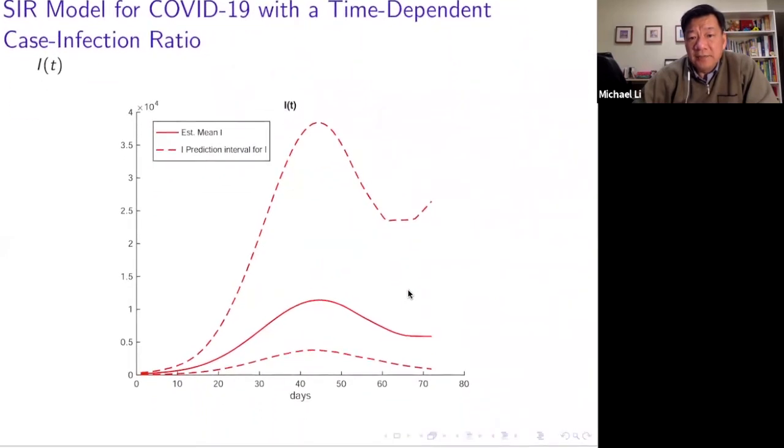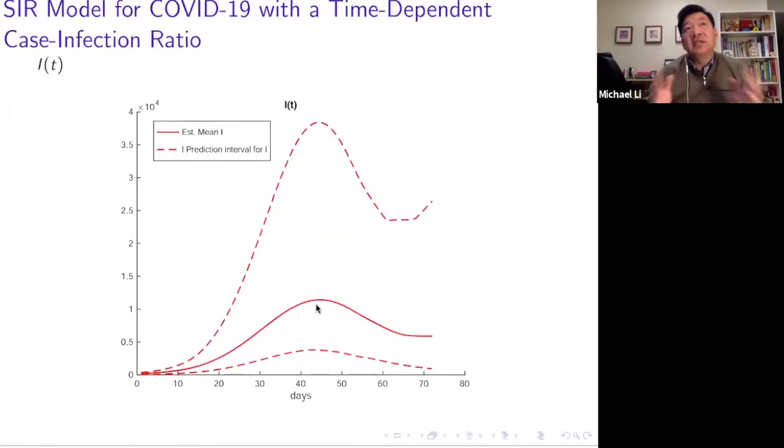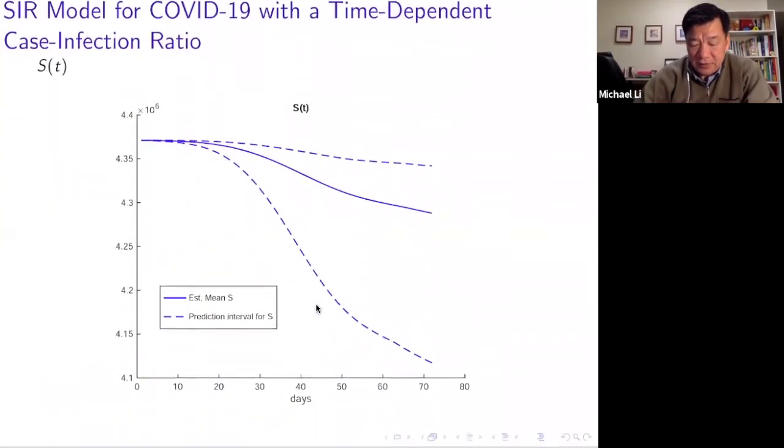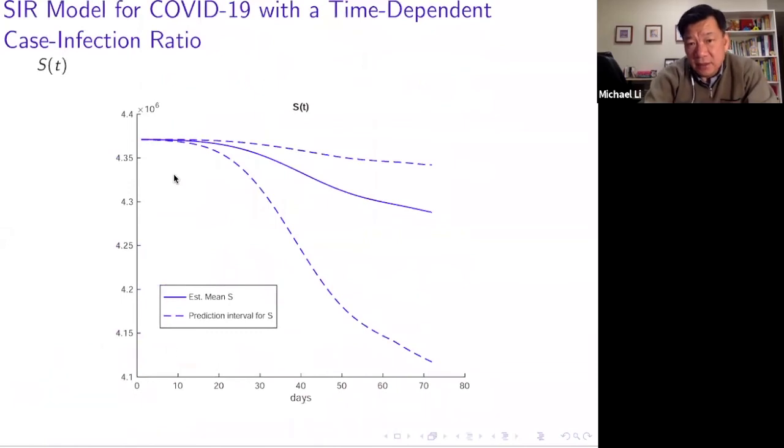This is the I, the highest I number in the mean, though there's a huge interval here, of course. This is about 10,000 per day. There are 10,000 people who are infected when the case count is only 300, 400. So that's the ratio you can see already. And this is the S. You see not much of a drop here, and there are still a lot of unknowns, but this is the average. This is the 95% interval, and this is the mean here.